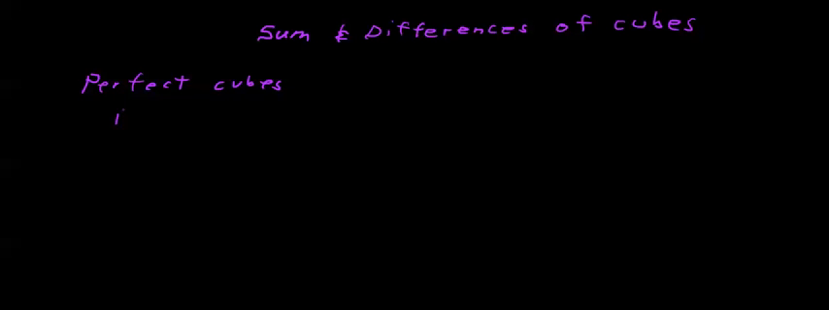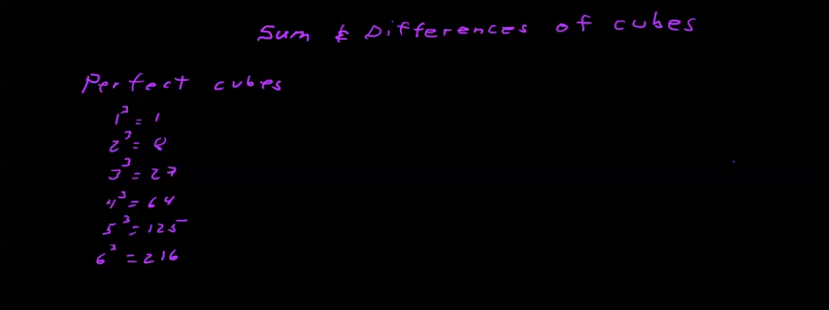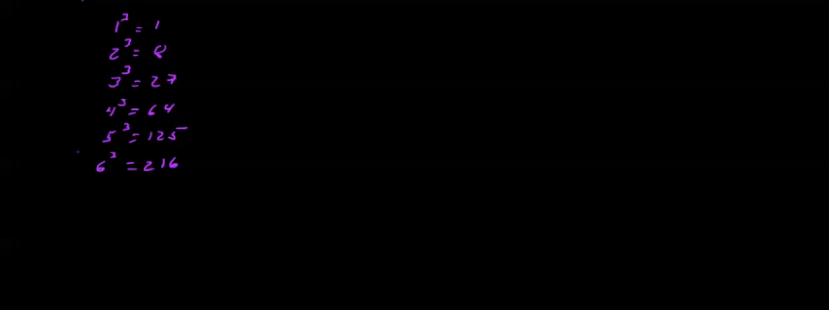1 cubed is 1, 2 cubed is 8, 3 cubed is 27, 4 cubed is 64, 5 cubed is 125, and 6 cubed is 216. The only other one that I would probably hold you responsible for, possibly 7 cubed is 289, make that 343.